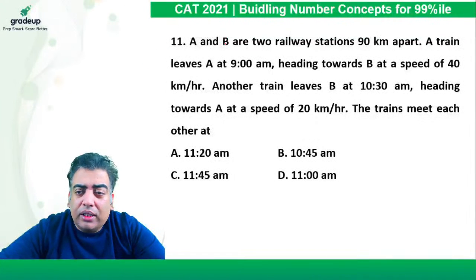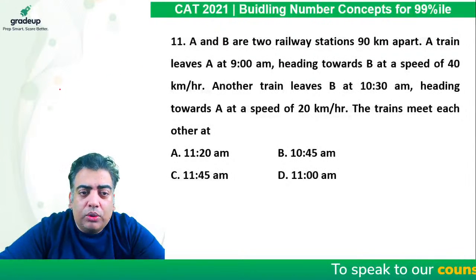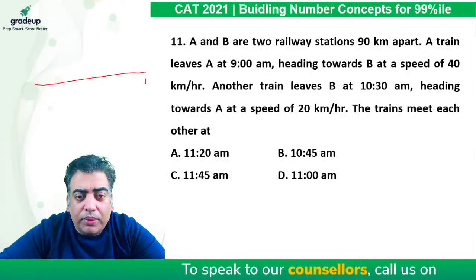Okay, so this is another question from TST. A and B are two railway stations 90 km apart.